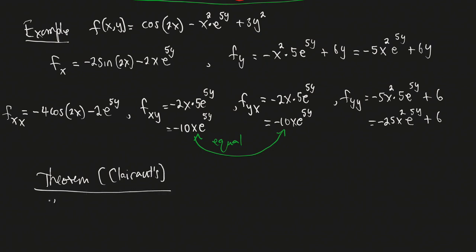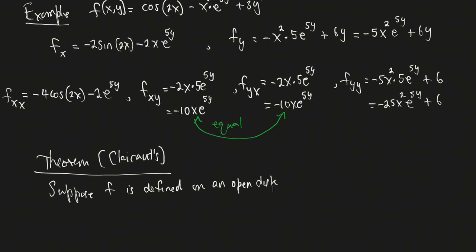And it says this: suppose our function f is defined, meaning well defined, on an open disk, right? And we know what that means. This is just a technical thing that needs to be there. Again, when you see the proof, you'll think, okay, that's why that needs to be there. So an open disk containing the point, let's say x0, y0, right?